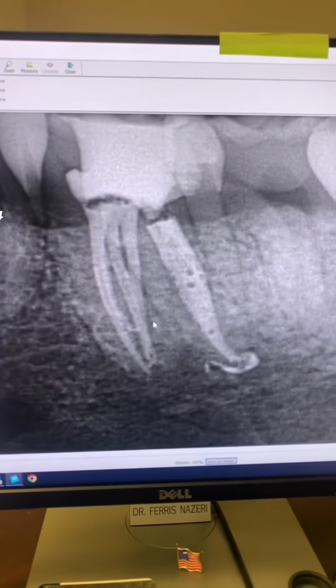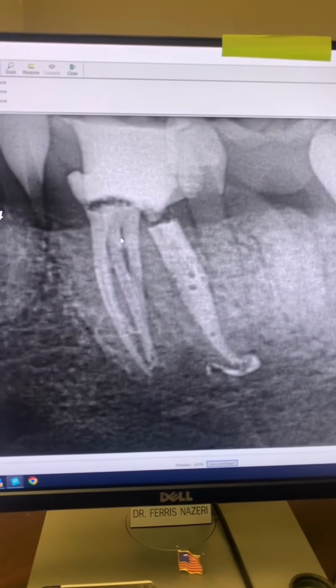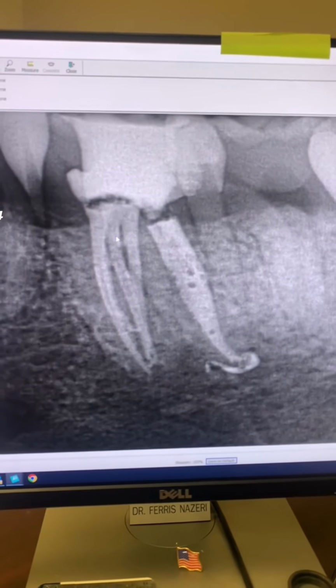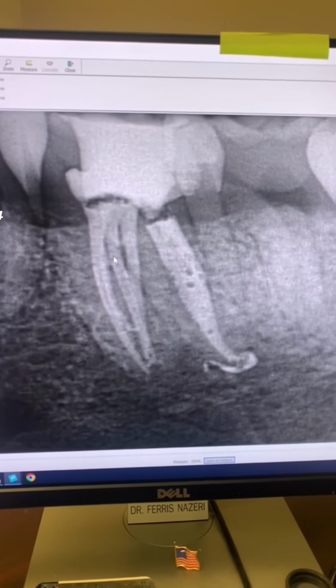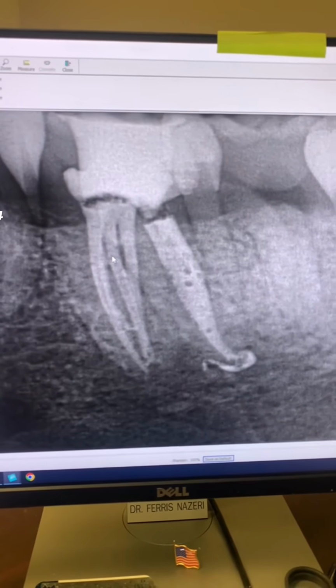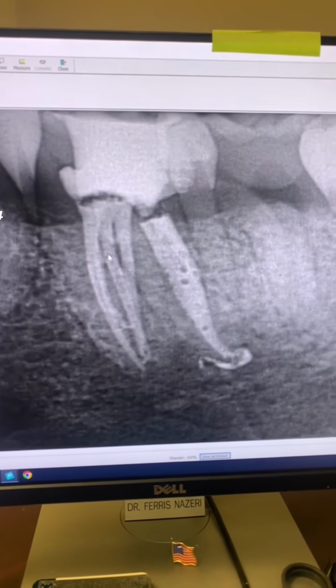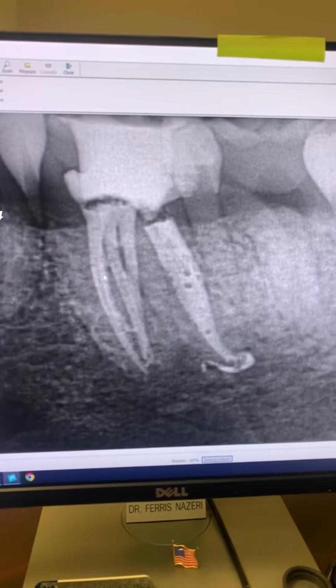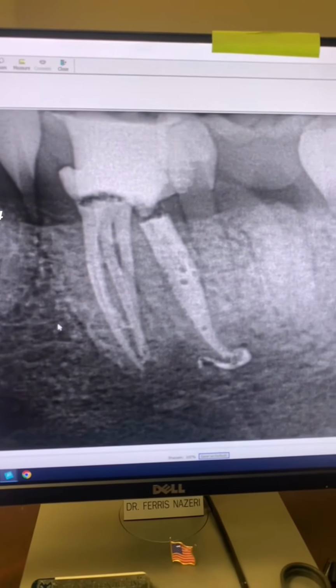And always remember, the middle mesial, you need to trough. You need to trough for the middle mesial canal. The middle mesial canal of the lower molar is equivalent to the MB2 of the upper molar. So they're there. You need to find them. So overall, 6 canal systems.